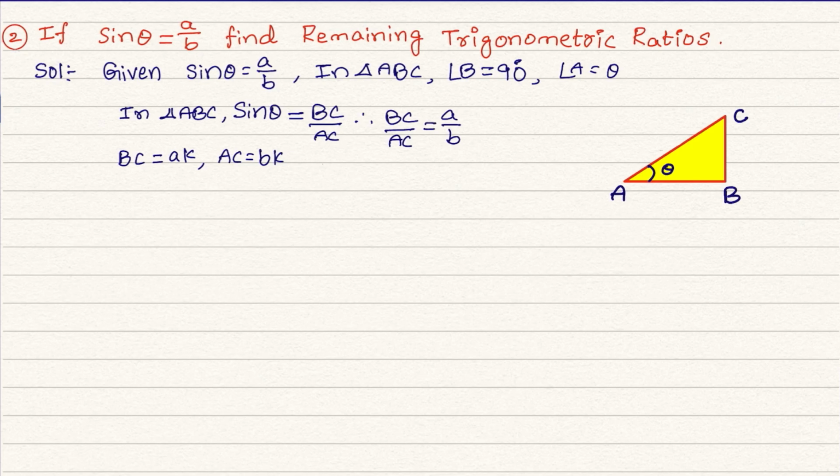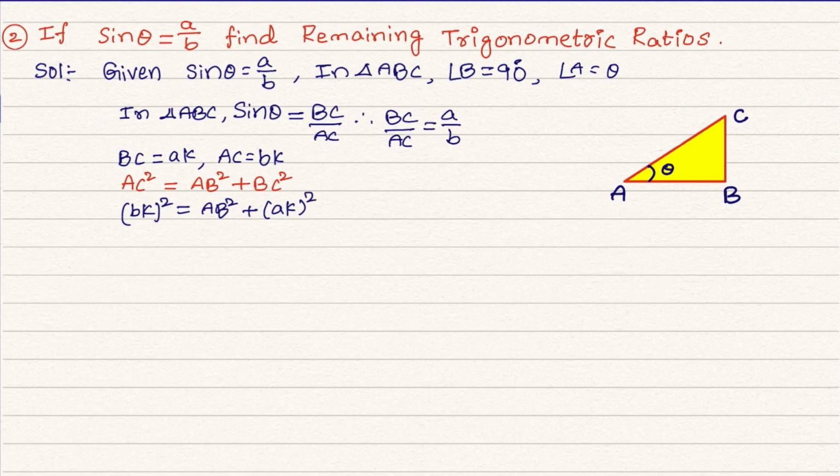Now once it is done, we use Pythagoras theorem to find out what AB is. So what is Pythagoras theorem again? AC square is equal to AB square plus BC square. Square of hypotenuse is equal to sum of squares of other two sides. Now we substitute the values of AC and BC in this, that is BK whole square is equal to AB square plus AK whole square.